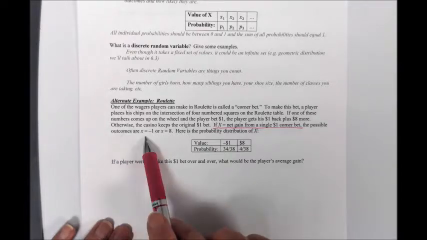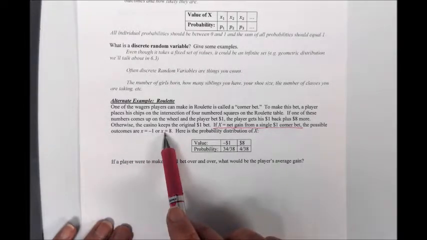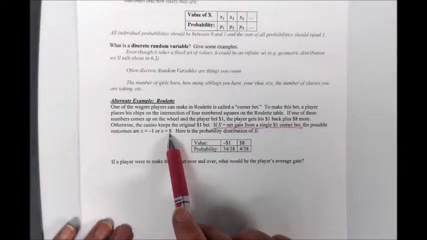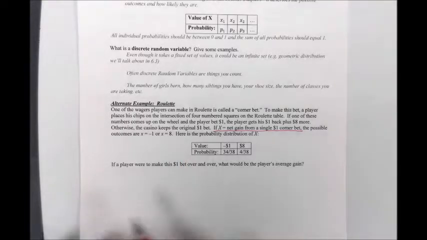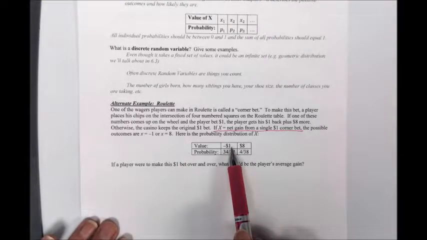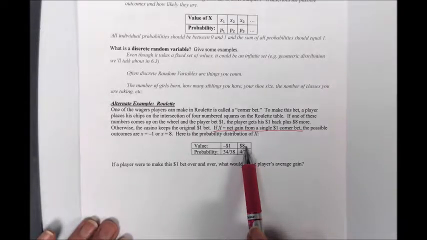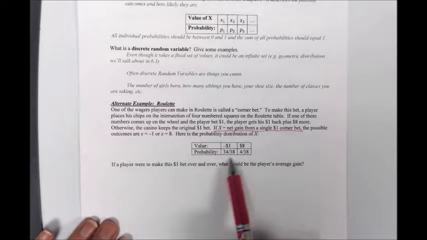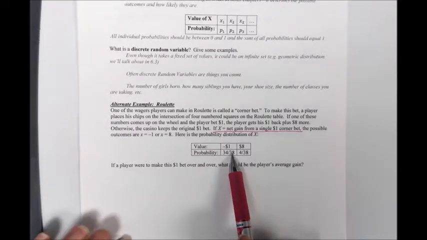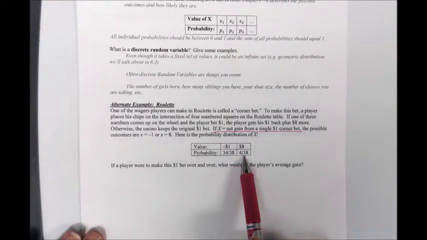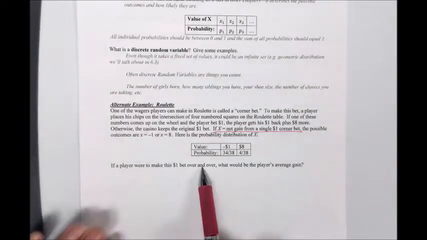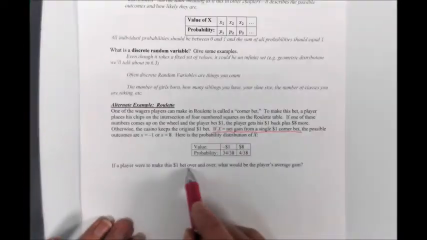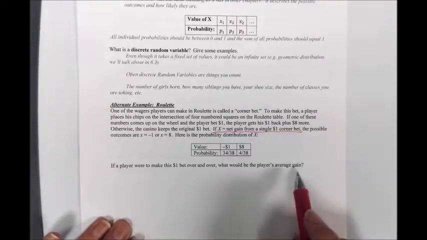There's only 2 outcomes. You lose, which means you lose your dollar, or you get $9, but you already paid $1 and then you got 9 back, so you really only netted $8. So these are the 2 possible outcomes: you either lost $1 or you gained $8. There's 38 numbers on the roulette wheel, and you're betting on 4 numbers. So 4 numbers out of the 38 would be a success, and the other 34 out of 38 would be you losing. If you were to make this dollar bet over and over, because again, this is all about the long term, what would be the player's average gain?